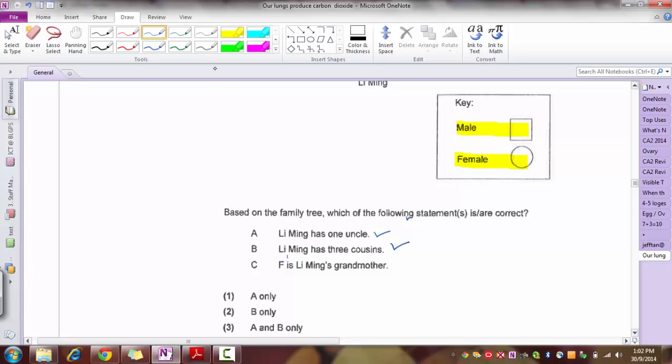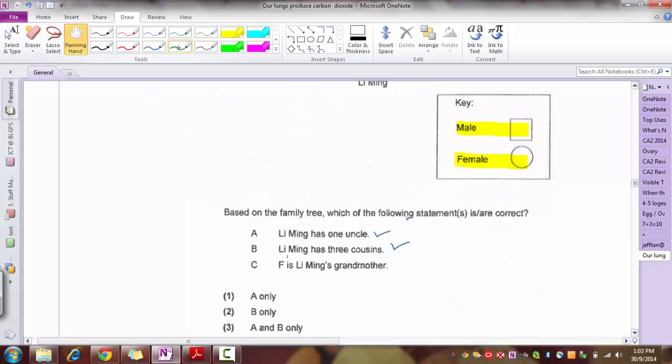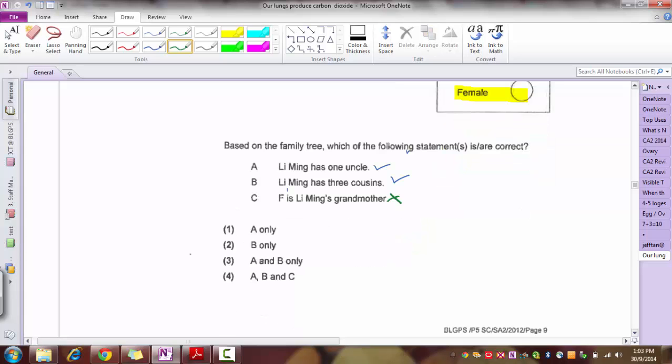How about F? F is Li Ming's grandmother. Okay, so let's see. F is this one here. Is this the grandmother? Now looking at the key, male is square. So this is actually the grandfather. Alright, not the grandmother. So C is obviously wrong. So my answer is A and B, which is option 3.